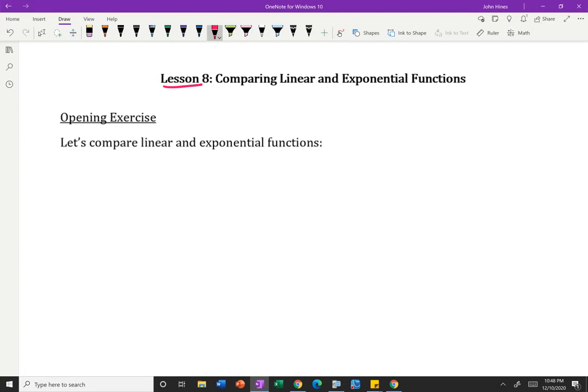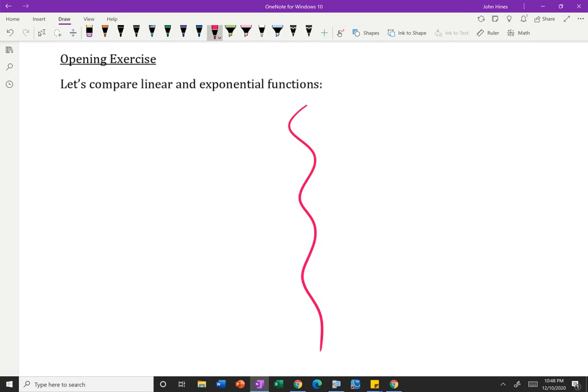So we're going to be comparing linear functions from November and exponential functions that we've been talking about for the month of December. So let's start by comparing linear and exponential functions. So linear functions we'll put over here, and over here we'll put exponential functions.